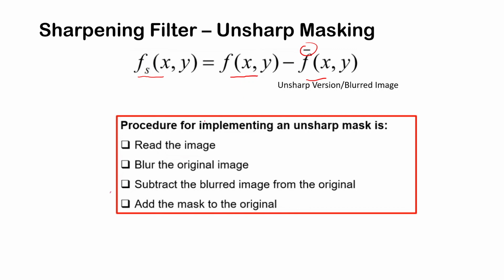Alright. The procedure for implementing an unsharp mask is, first you have to read the image, and then blur the original image. You have to blur, right? And then you have to subtract the blurred image from the original, and then you have to add the mask to the original. So this is the mask. Later you have to put it back in the original. Okay, you have to put it back in the original.